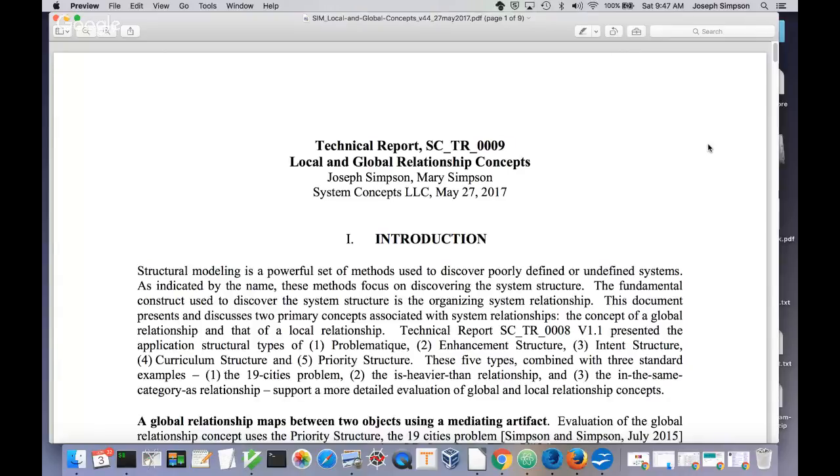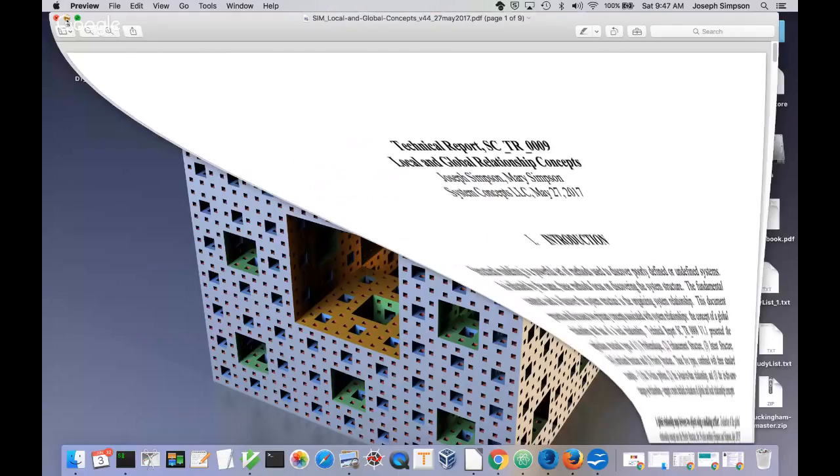Pardon me, but it might be helpful on page 14 of technical report 4. We have a table of application structural types, and so it would be helpful to take a look at that to know where we were with respect to that.